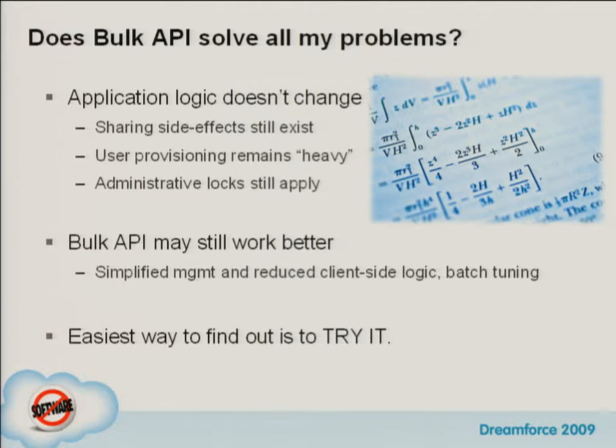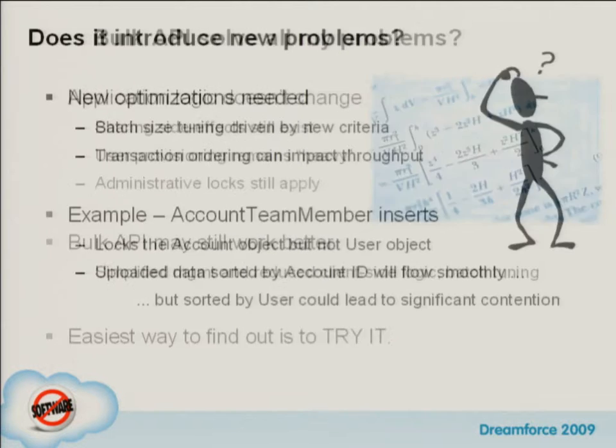It still may well be a better thing. If you have long-running transactions, you no longer have to worry about the client-side timeouts, unless they're really long-running transactions. But in general, you're not worried about the client-side timeouts. So the bulk API may still be the better approach, so it's definitely worth exploring. But there will be cases where if you're trying to do very heavyweight things, it might be better to do it on the standard API. And the easiest way to find out is, of course, to try it.